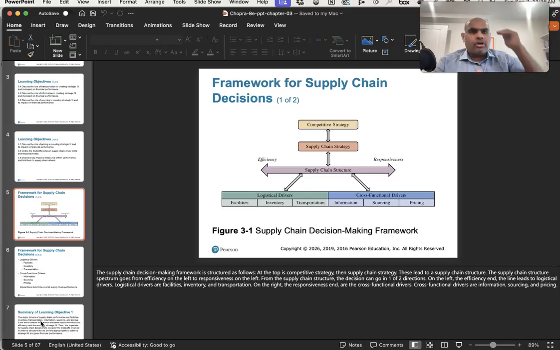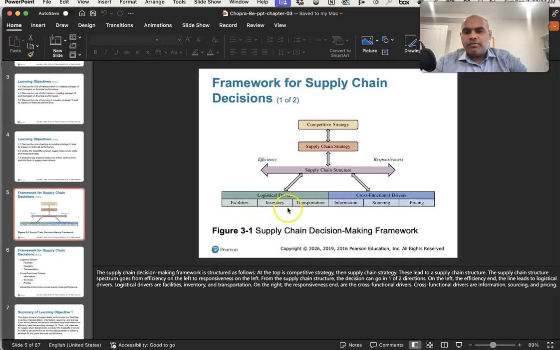So we talked about the idea of a competitive strategy and how a supply chain strategy has to be part of a competitive strategy. And once you understand your supply chain structure on the 2 axes that we talked about, which is the uncertainty axis and the efficiency responsiveness axis, you have to realize that when you're redesigning, designing, or merging supply chains, there are 6 important drivers that affect a supply chain. You have facilities, inventory, transportation, information, sourcing, and pricing. And as you can see, they were divided into 2 separate pieces: the logistical drivers and the cross-functional drivers.